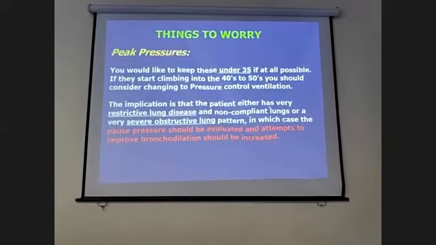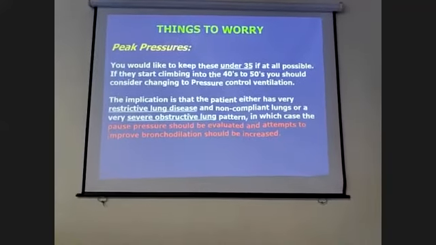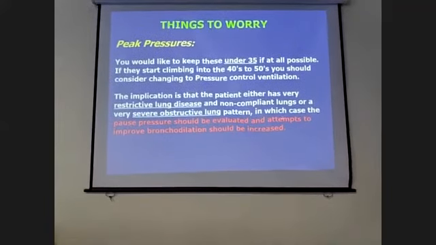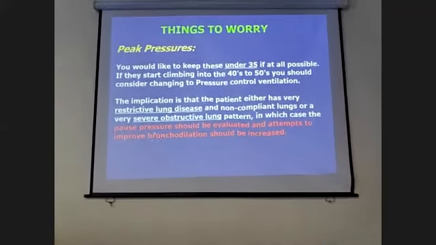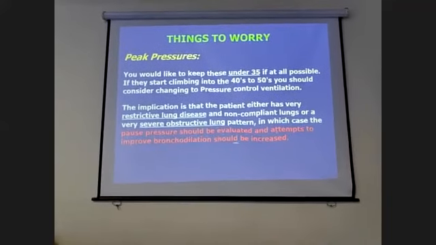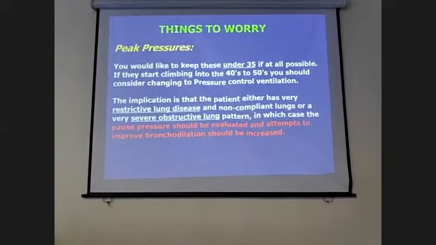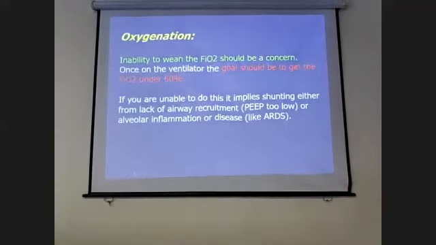The implication is that the patient either has a very restrictive lung disease and non-compliant lung, or a very severe obstructive lung pattern, in which case the pause pressure should be evaluated and attempts to improve bronchodilation should be increased. That can help the patient by reducing the pressure.